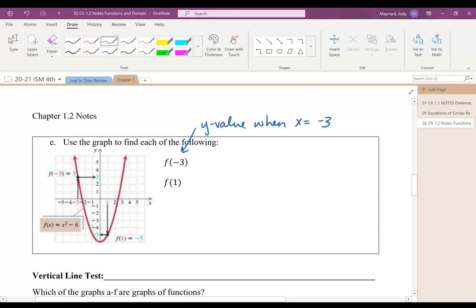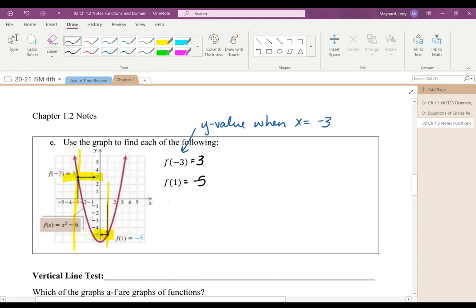So here, if we find x equals negative 3, well, this is right here on my graph. All I have to do is find the y value. Well, this is where it intersects with the graph. The y value of this ordered pair right here is positive 3. So your answer here is just positive 3. Same thing for f of 1. Here's my x value 1. It intersects the graph down here. What is the y value when x is 1? Well, the y value is negative 5.